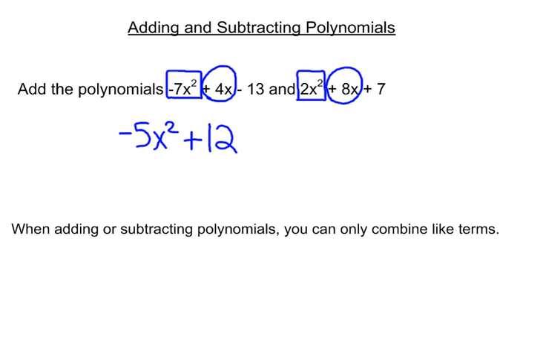And then last, negative 13 plus 7. So I can combine those two to make negative 6. Oops, and I forgot my x right there. So that should be negative 5x squared, and then plus 12x, and then minus 6. Now, we can't combine anything else, so this is my final answer.